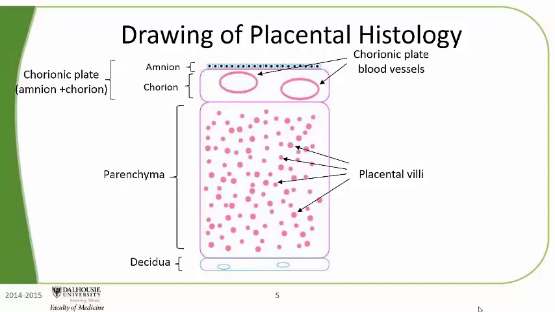Here is the decidua, which corresponds to the maternal surface in the pictures of the placenta. Here are maternal decidual blood vessels, which is how maternal blood enters the placenta.